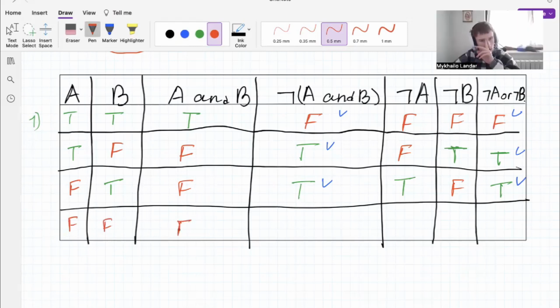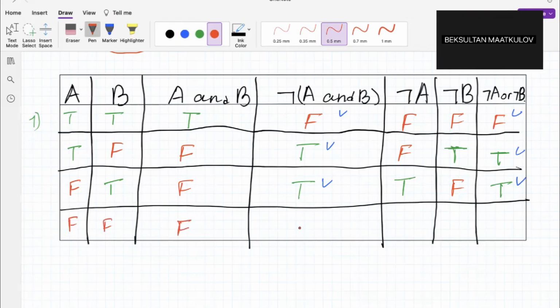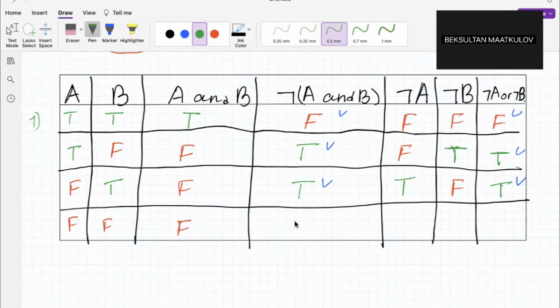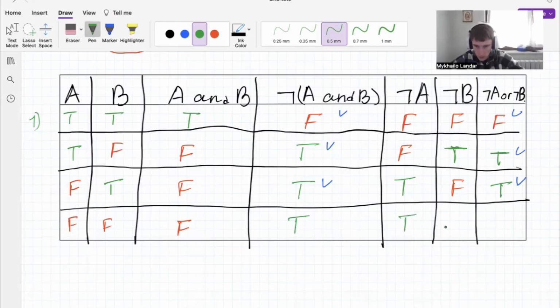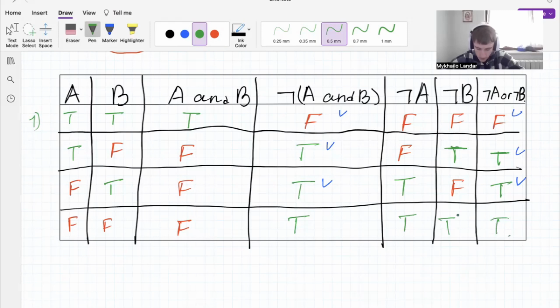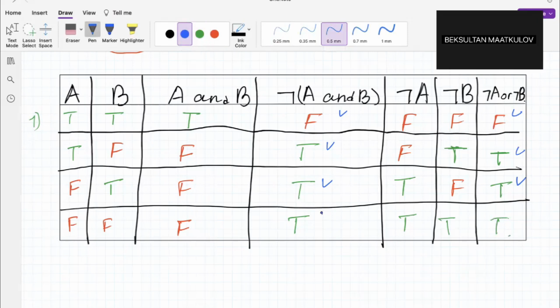What's the validity of A and B? Oh, false, yeah. Sure. What's the validity of not A and B? False. That's true, it's been true, because it was false. Here you just have the opposite. You have true. What about not A? True. What about not B? True. Yeah. And what about not A or not B? True. Right. So the last case is also equal, right?